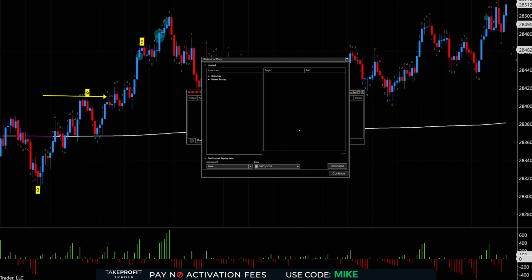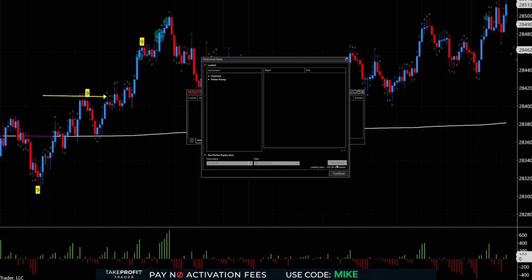Now I need to go ahead and download some days. What we're going to do is I'm going to look for the NQ contract, since that's what's already on my chart. And I'm just going to look at the last week. So I'm going to download Sunday, download Monday, download Tuesday, download Wednesday. We're going to go ahead and download Thursday. Last but not least, we're going to go to Friday and download as well.